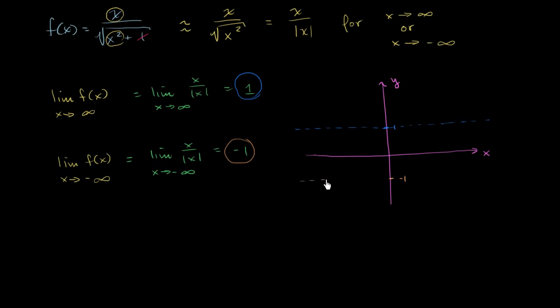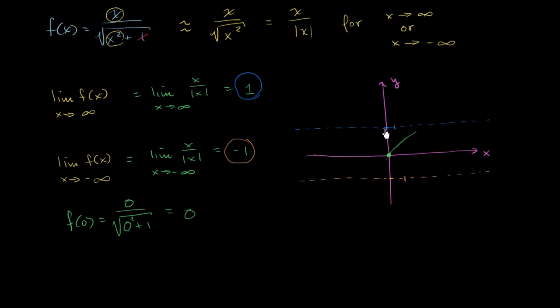y is equal to negative 1. And if we want to plot at least one point, we could think about what f of 0 equals. So f of 0 is going to be equal to 0 over the square root of 0 squared plus 1. Well, that's all just going to be equal to 0. So we have this point right over here. And we know that as x approaches infinity, we're approaching this blue horizontal asymptote. So it might look something like this.